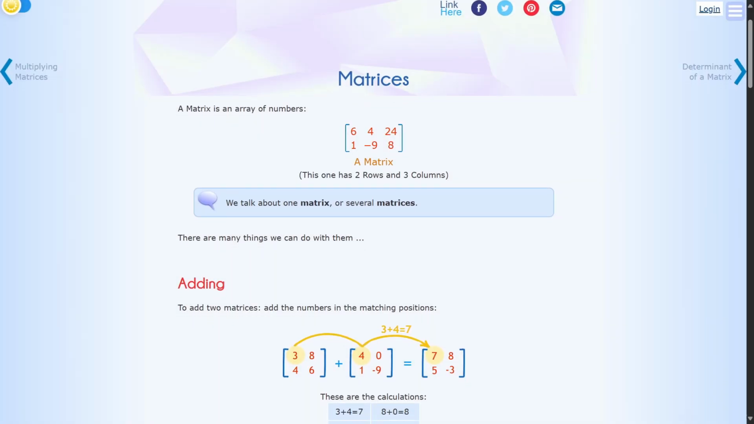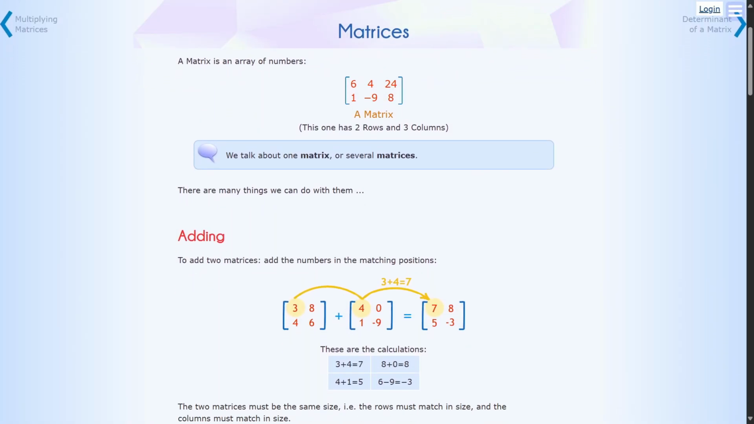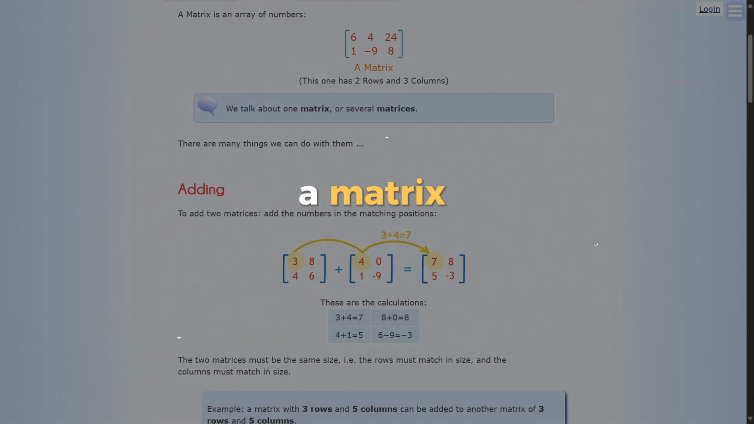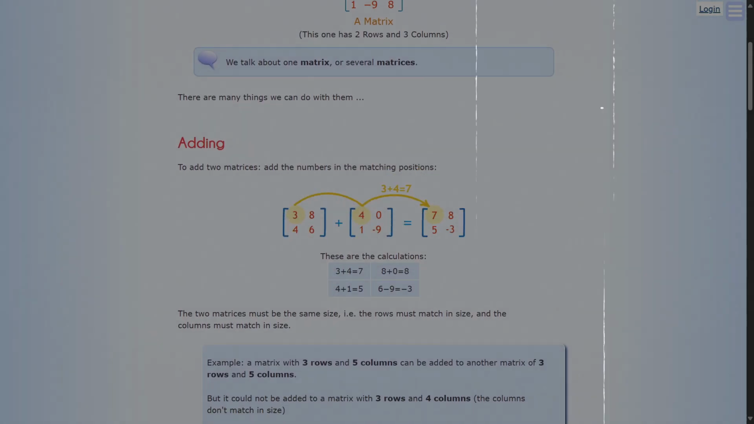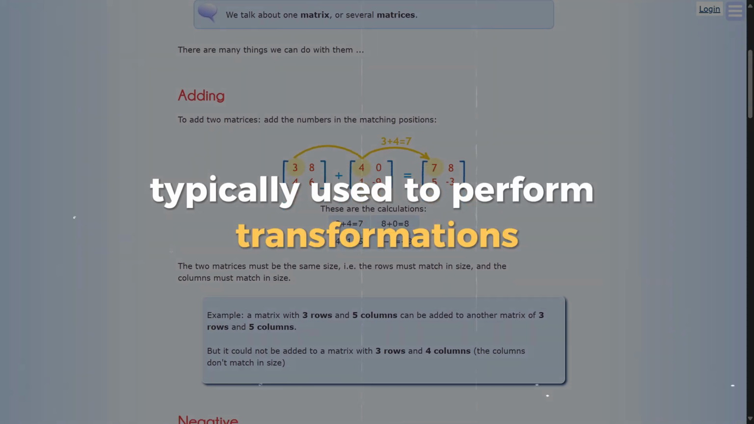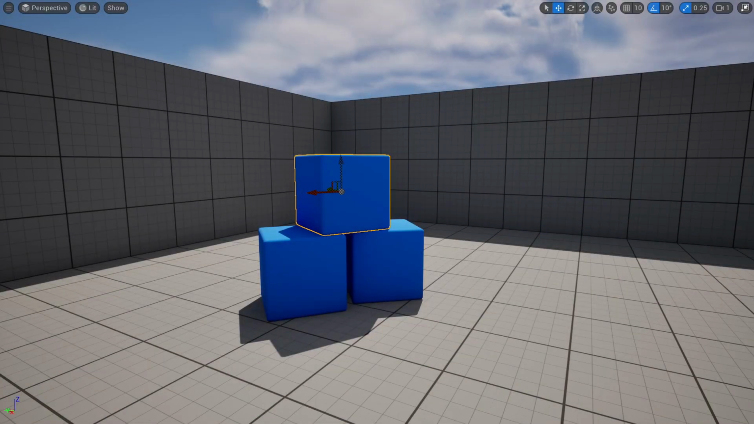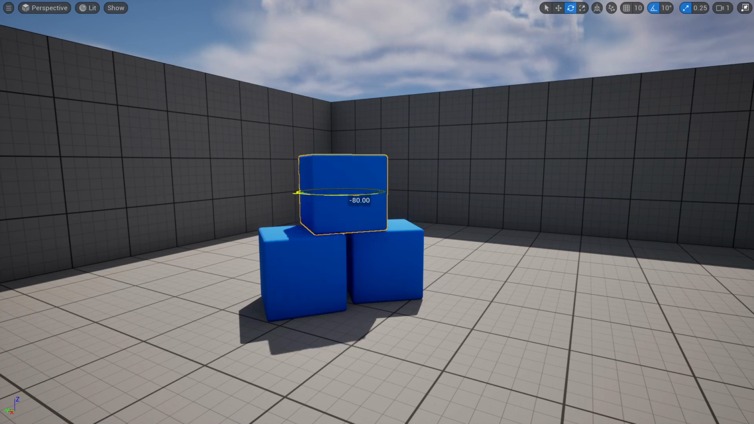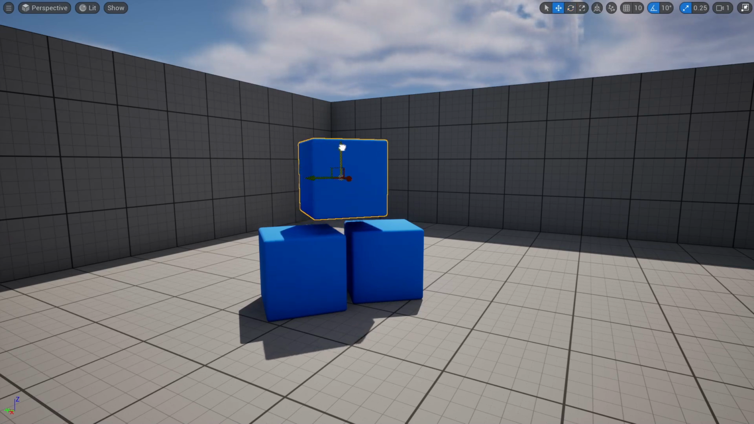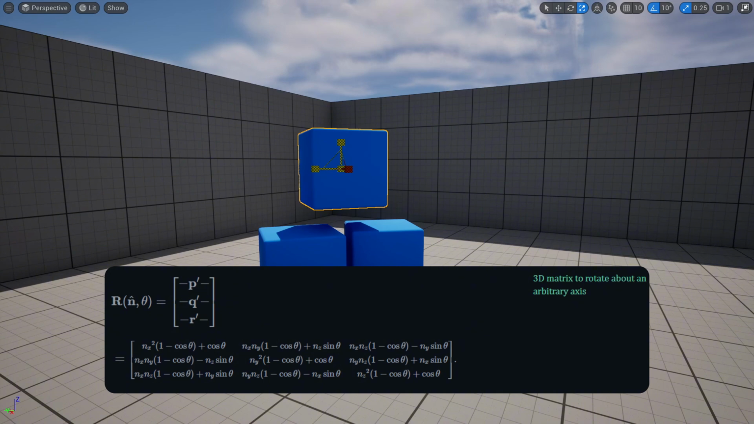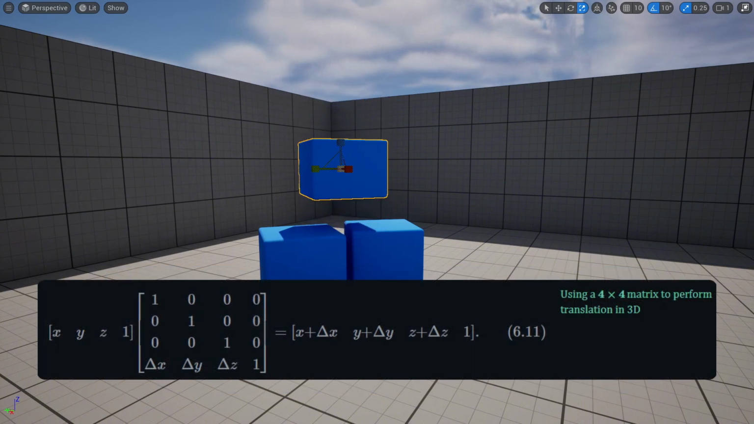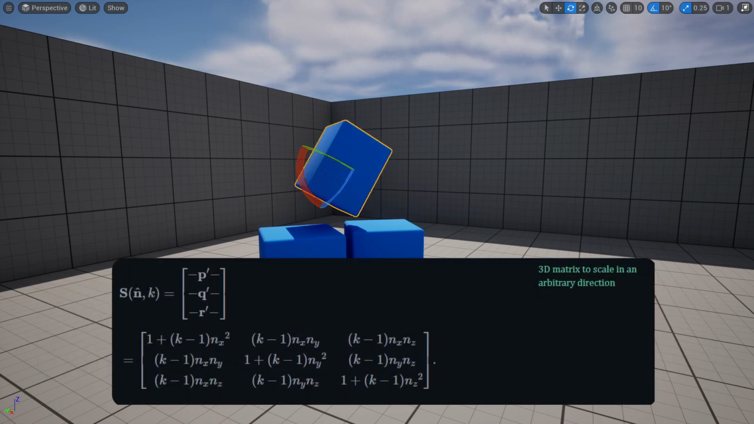Now let's talk about matrices, another concept that sounds intimidating but is absolutely crucial in game development. A matrix is just a grid of numbers, typically used to perform transformations like translation, scaling, and rotation. For example, if we want to rotate an object in 3D space, we don't just change its x, y, and z values manually, we multiply its position by a rotation matrix.